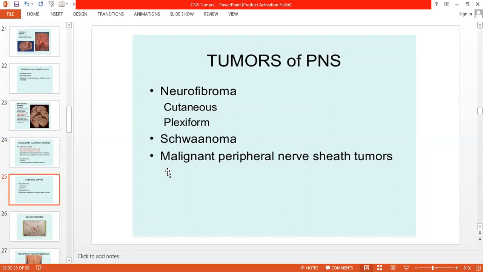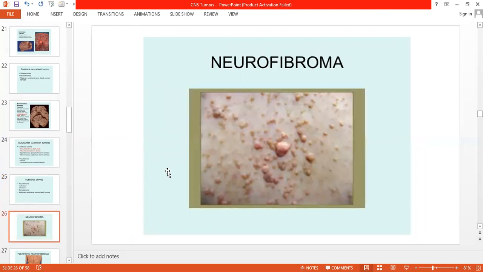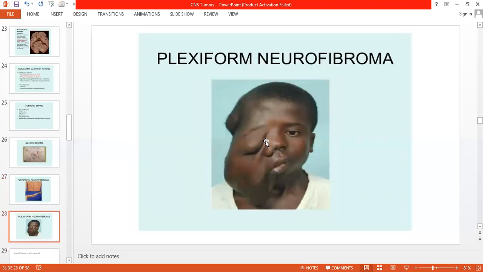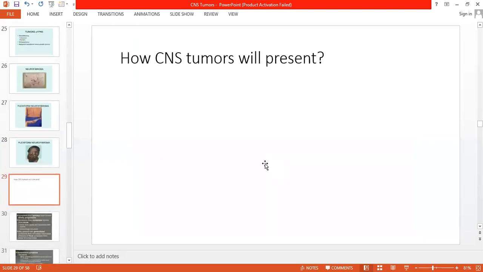Peripheral nervous system tumors include the cutaneous forms of neurofibromas, schwannomas, and malignant peripheral nerve sheath tumors. How will the neurofibroma look? It is a neurofibroma, but the plexiform one. See, plexiform. Very diffuse. Again, plexiform neurofibroma of the face.